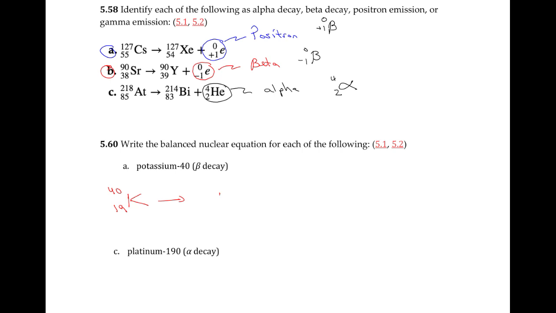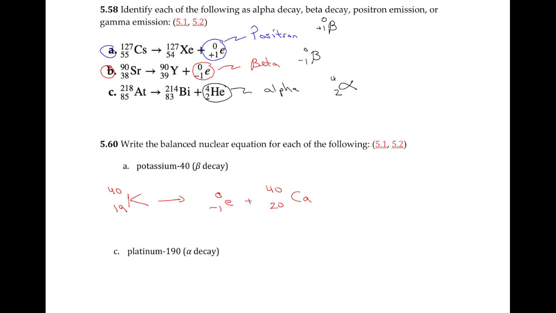Let me just put my 0 here and E. There we go. What I have to do is make sure that the atomic numbers balance out on both sides and that the mass numbers balance out on both sides. So I can ask myself what plus 0 gives me 40, and the answer is 40. And then I can say what plus -1 gives me 19, and the answer is 20. If I go over to my periodic table and look for element 20, I can see that it is calcium. Essentially, when an atom is undergoing beta decay, a neutron is becoming a proton, so you're increasing the atomic number by 1.